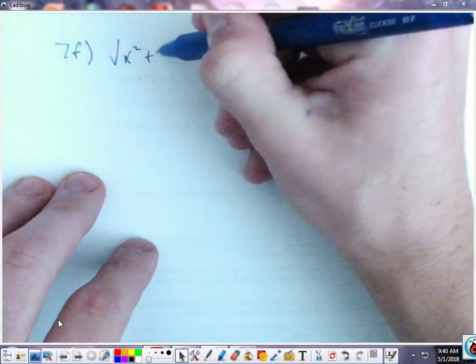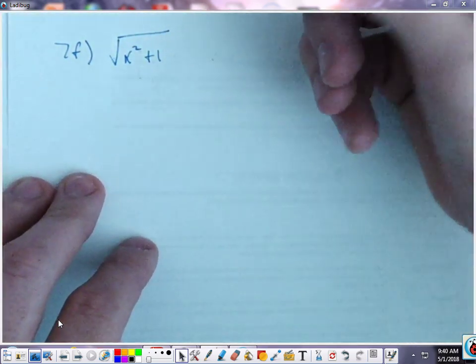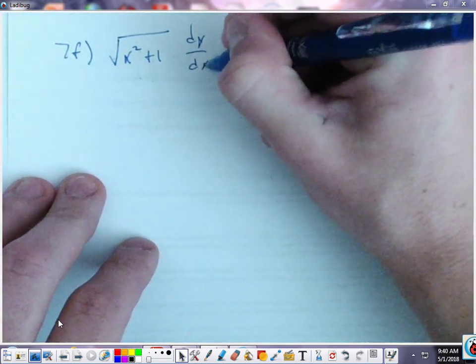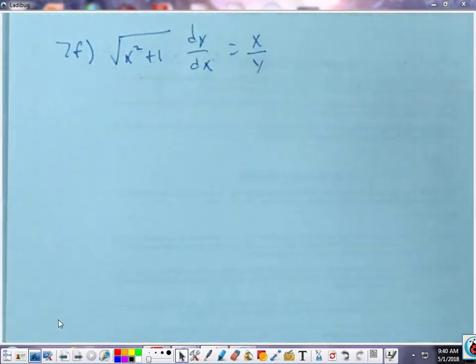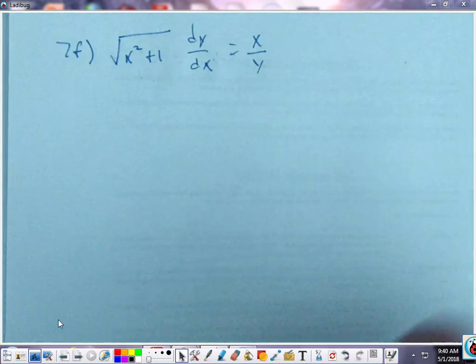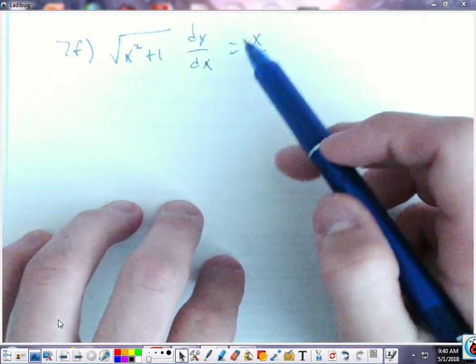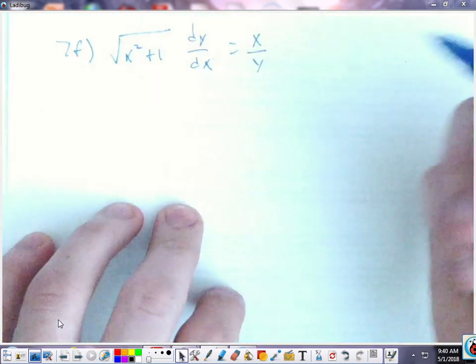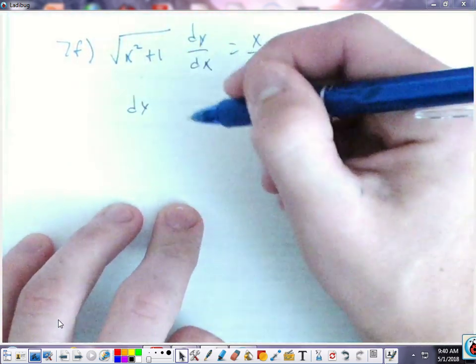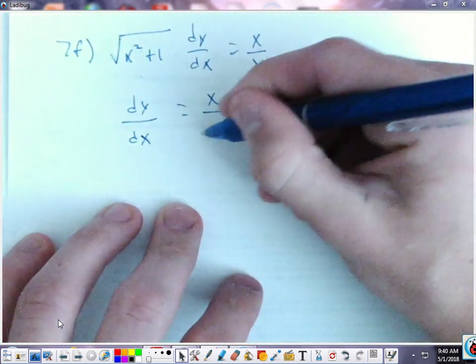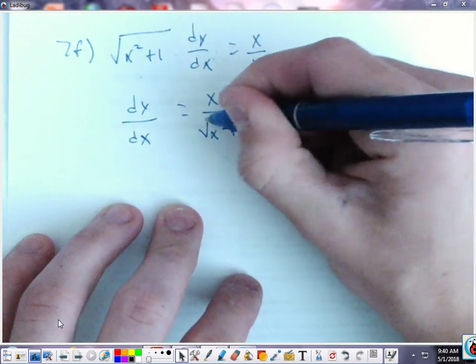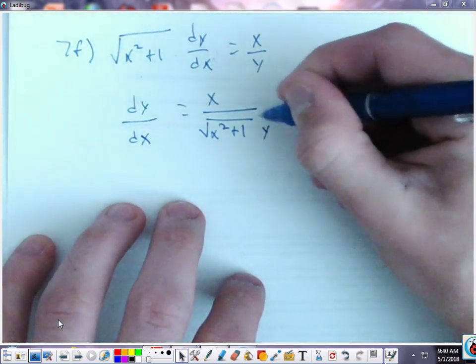Yeah, 7F is the one with the square root of x squared plus 1 dy/dx equals x over y. What you do from here is get all your x's and all your y's on one side. So I divided the square root of x squared plus 1 over, and then I got dy/dx equals x over the square root of x squared plus 1, and then times y.